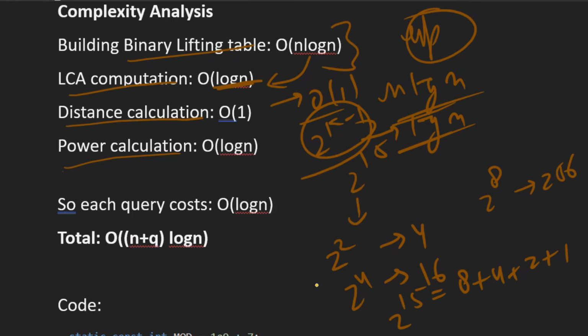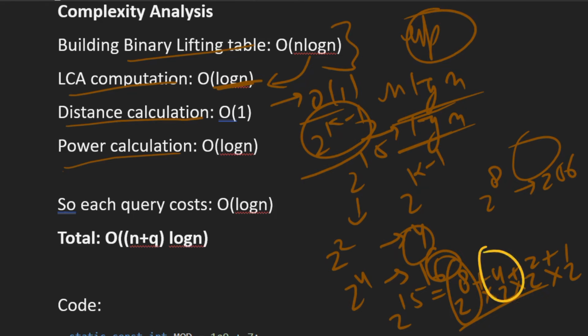If you have to calculate 2^15, that means we have to do 2^8 into 2^4 into 2^2 into 2. And we have already computed these values. So if we have to calculate 2^k minus 1, we are dividing it into powers of 2. That's why it will take O(log n) time.